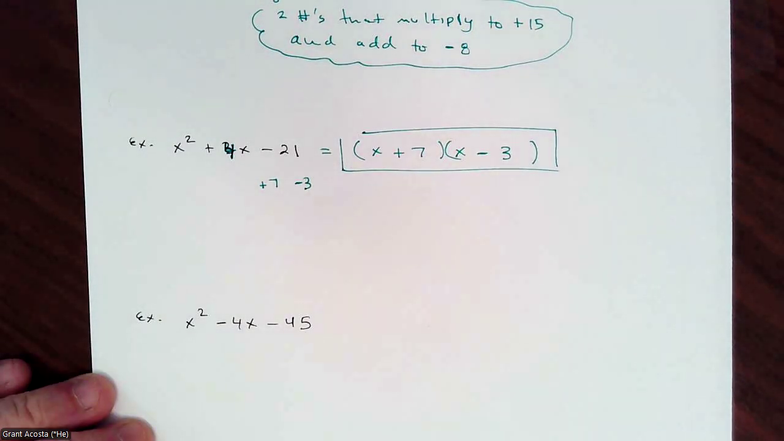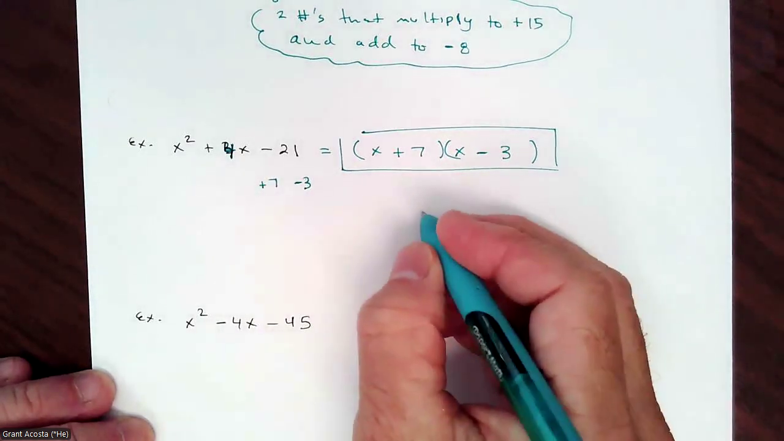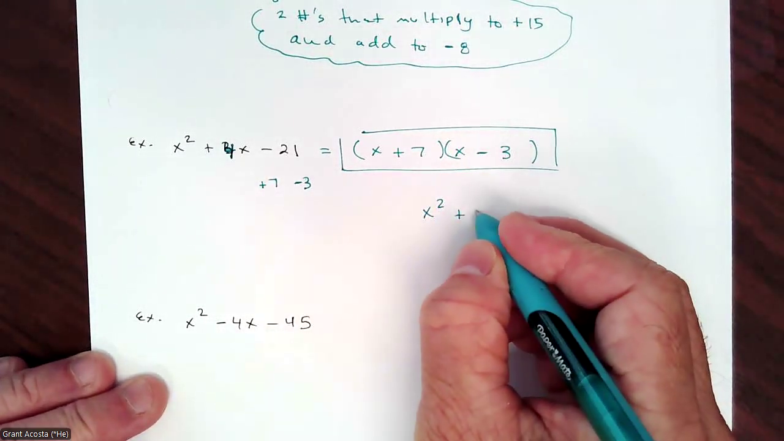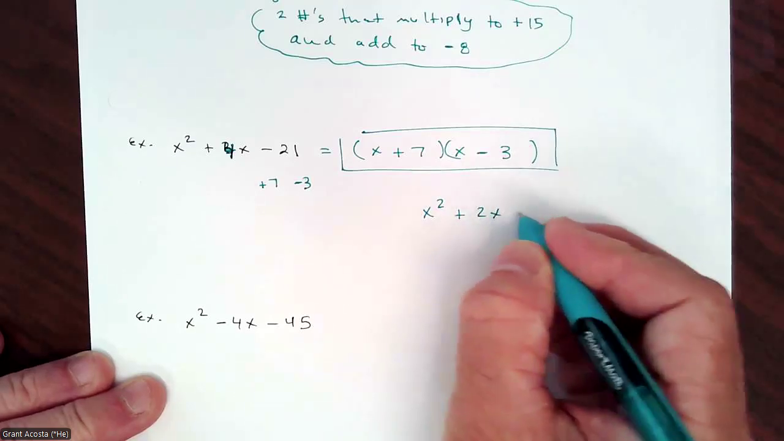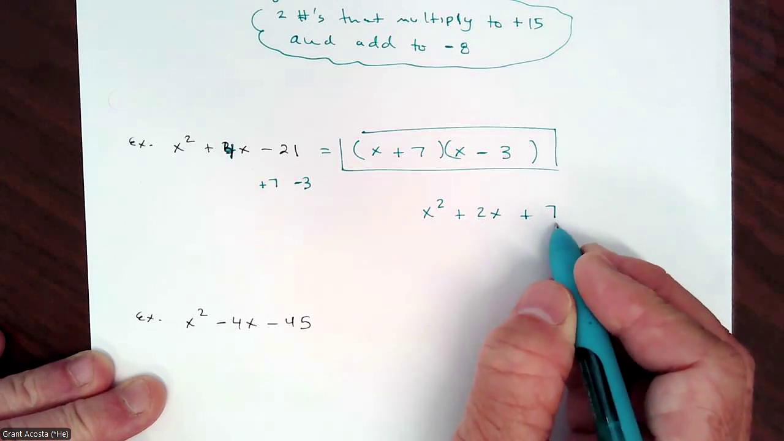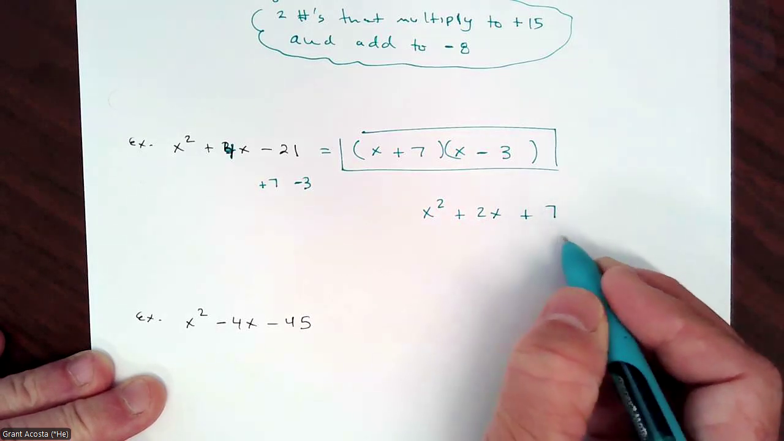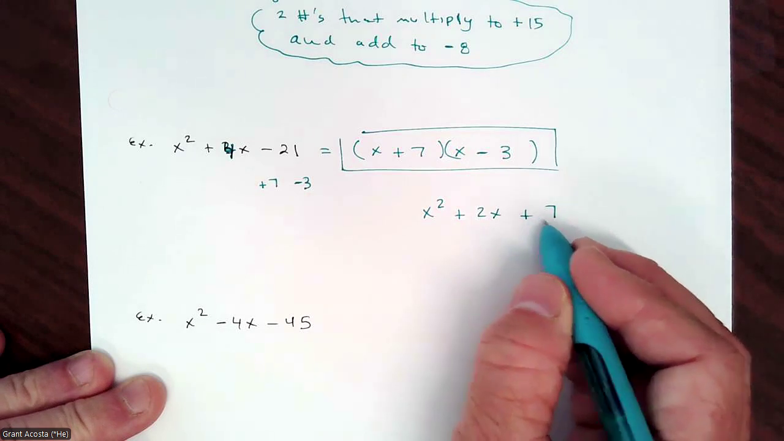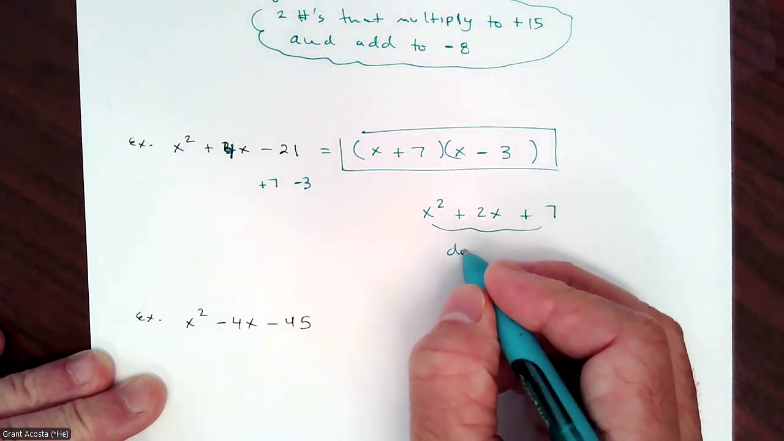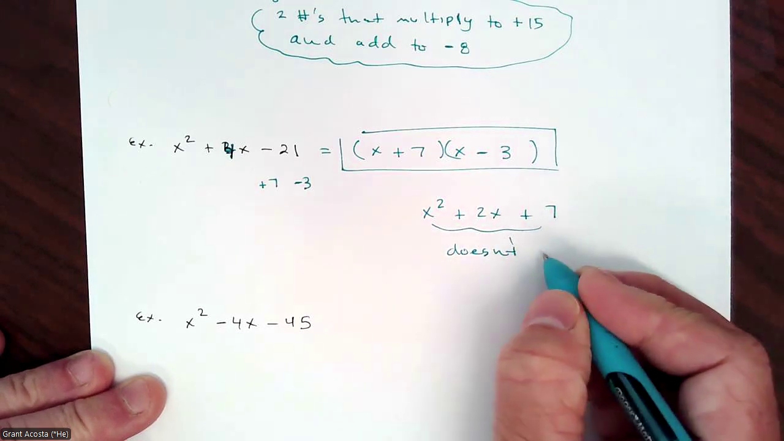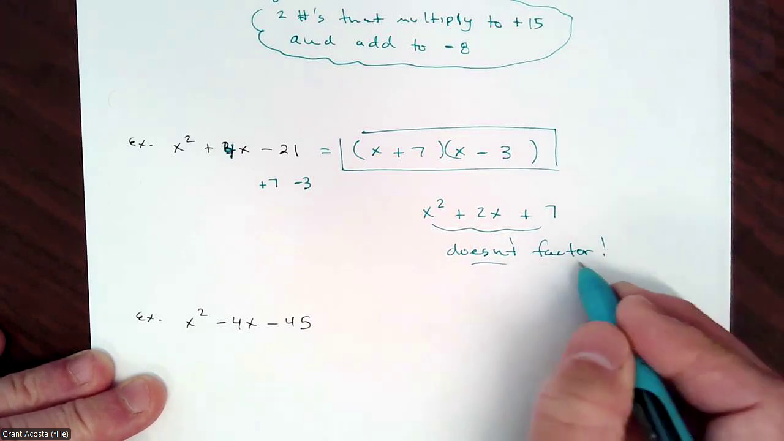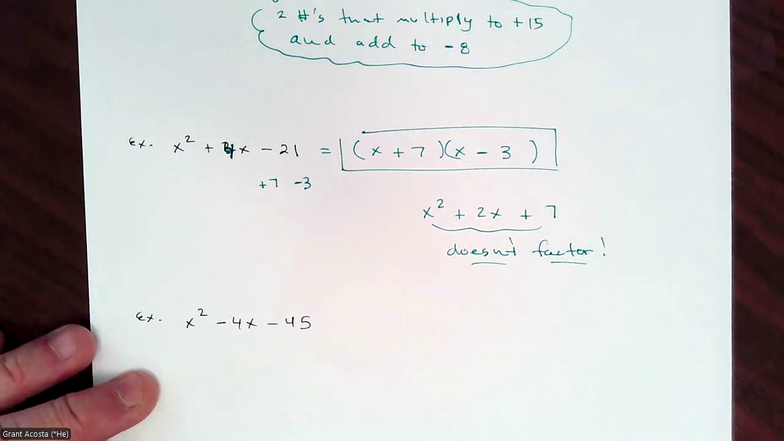But maybe it's a good reminder too that not everything is going to factor. So maybe I'll make a more obvious example. If I had x squared plus 2x plus 7, I know the only numbers that multiply to 7 are 1 and 7 or -1 and -7, but none of those add to 2. Then we just say this doesn't factor. You just have to leave it. So maybe that was a good mistake, just to remind you that not all trinomials have to factor.